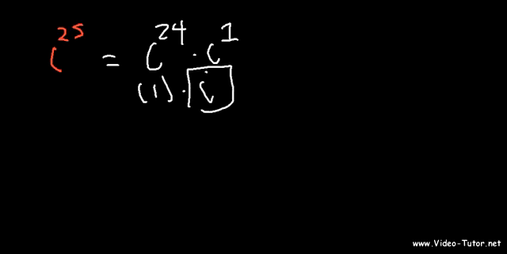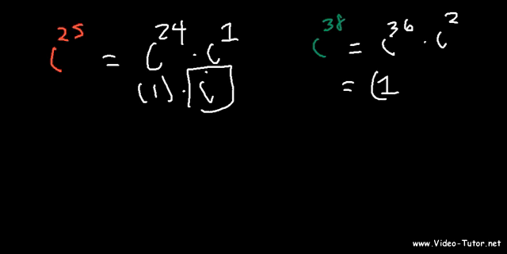So let's say if you want to calculate i to the 38. What's the highest multiple of 4 that goes into 38? Or how many times does 4 go into 38? 4 goes into 38 9 times. So the highest multiple of 4 is 36. That's just under 38. So 38 minus 36 is 2. i to the 36 is 1, and i squared is negative 1. So the answer is just negative 1.